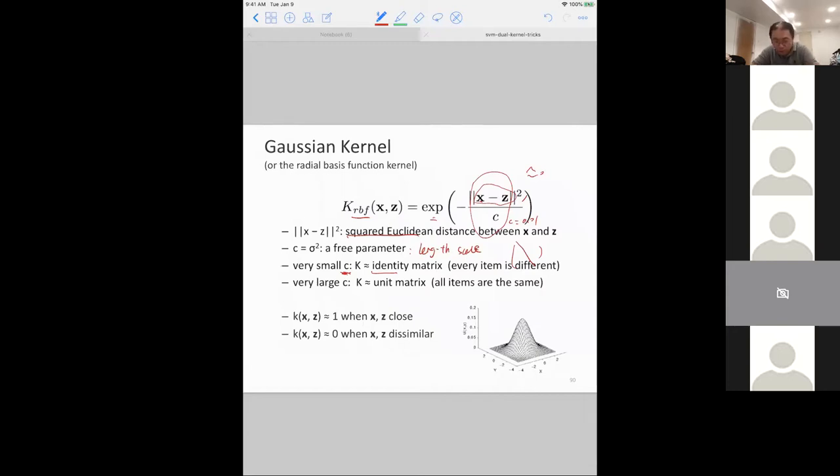You can verify afterwards, right? So if your c is very large, say c equals 100, you can imagine all kinds of distances which are much smaller than c will end up with a very small fraction. You take the exponential of it, which is approximately 1. And then your whole kernel matrix is approximately a matrix where all the elements are the same. Okay.